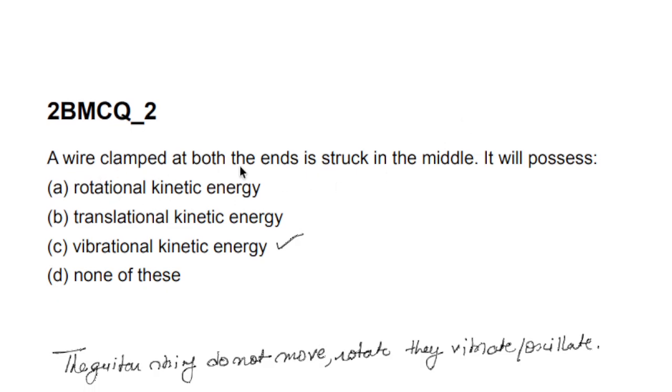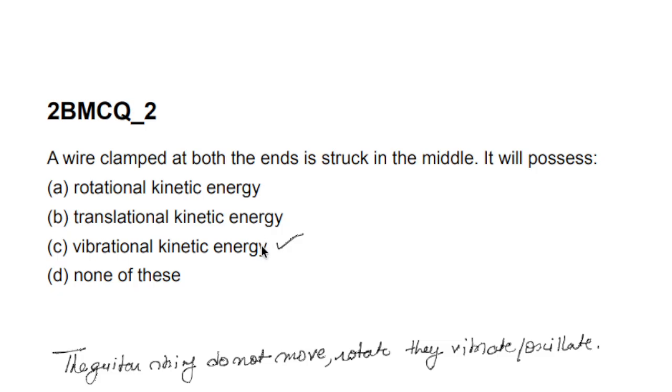A wire clamped at both the ends is struck in the middle. It will possess vibrational kinetic energy. It can't be rotational. It can't be translational also. For example, if this cursor is there and I want to translate it, this is called translation, moving from one point to another point, changing positions. And if it takes some angle, let's say I'm not able to rotate this, but you can get the idea, if it goes like this, I will say it is rotating, it is having rotational kinetic energy.